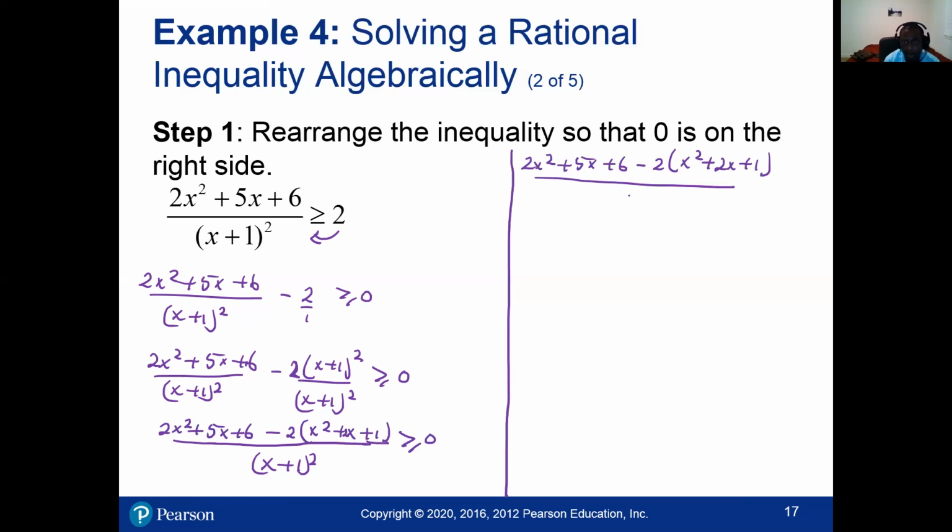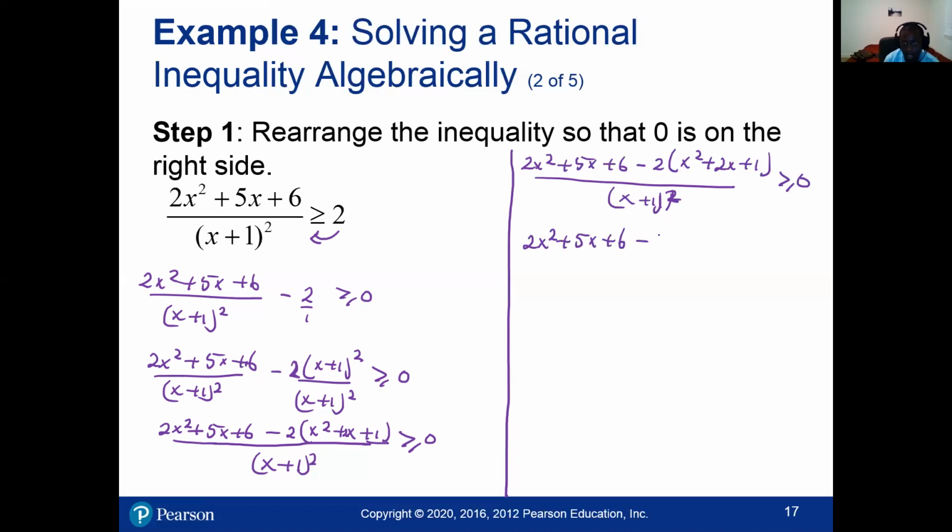All divided by x plus 1 all squared. We have greater than or equal to that. So let's distribute, remove the parentheses on the second term in the numerator. That gives me 2x squared plus 5x plus 6.